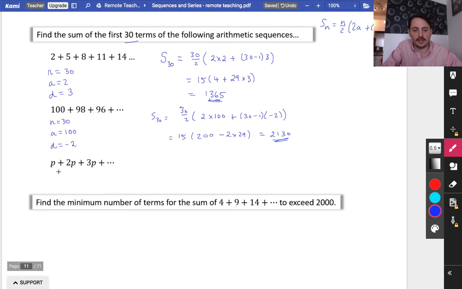Okay, this one that we've got here, a is p. Oh, didn't say what n was. n is still 30 because we want the first 30. a is p. And what's the common difference? How much are we adding on each time? Good, we're adding on p.